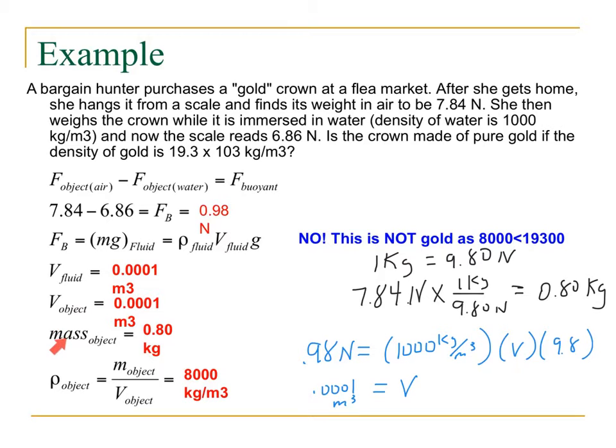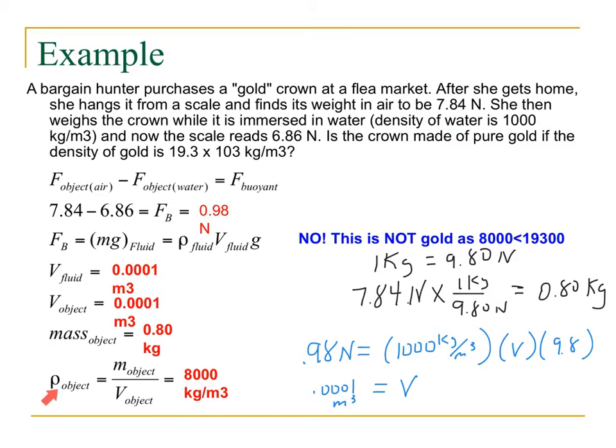Next we need to calculate the mass. Now we were told that our weight was 7.84 newtons, and we know that 1 kilogram equals 9.80 newtons. So we take our 7.84 newtons times 1 kilogram over 9.8 newtons. Newtons cancels out, we're in kilograms, and so we get the mass as being 0.80 kilograms, and that's what we have right here.